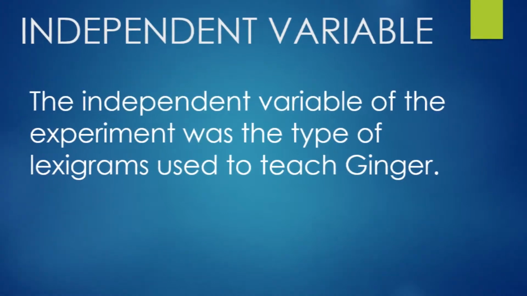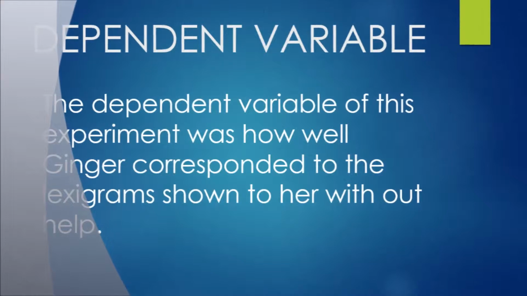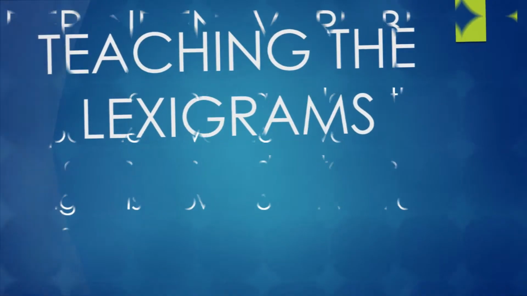The independent variable of the experiment was the type of lexicograms used to teach Ginger. The dependent variable of this experiment was how well Ginger corresponded to the lexicograms shown to her without help.